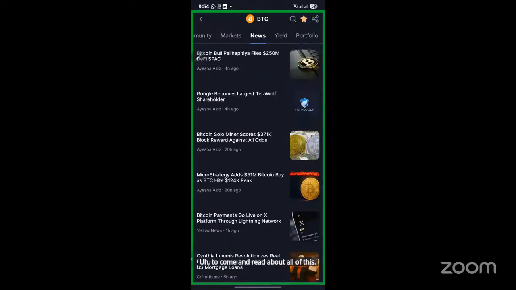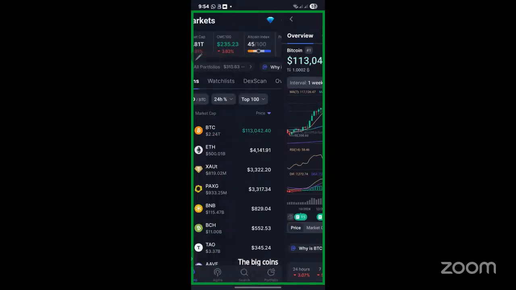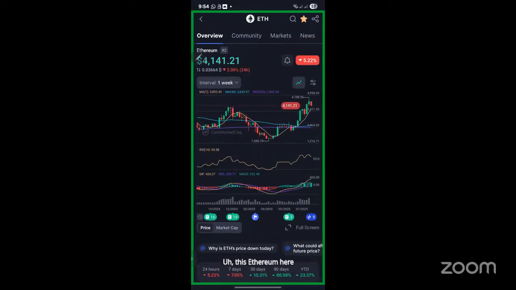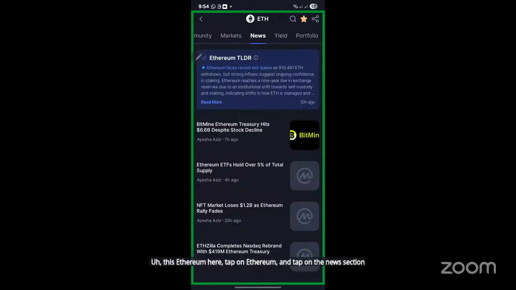The big coins will always give you news. For example, when I tap on Ethereum and tap on the news section, you can see Ethereum and the news being talked about.